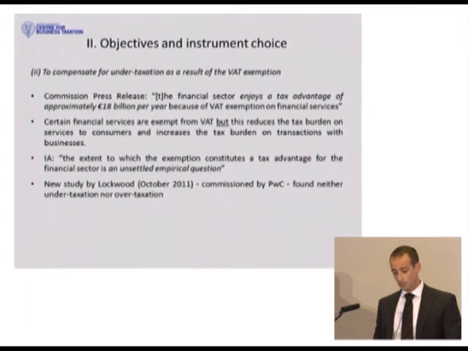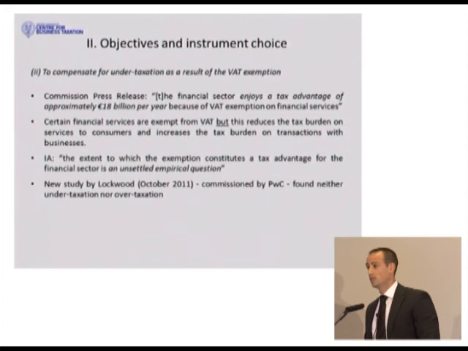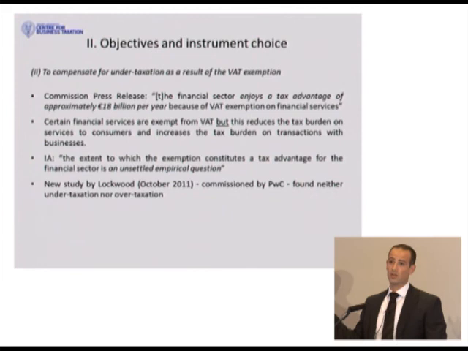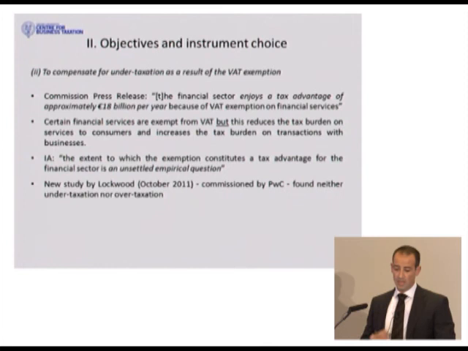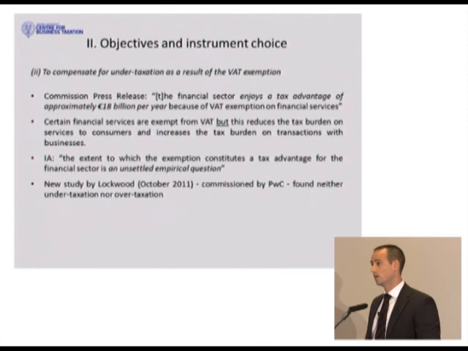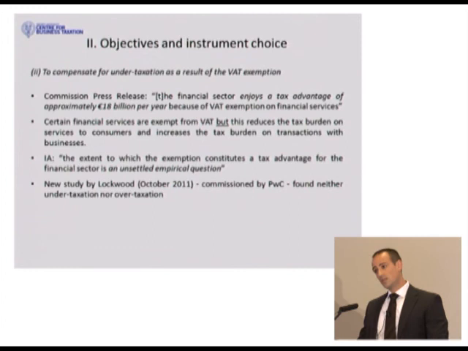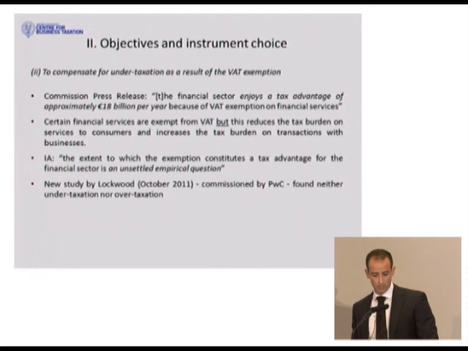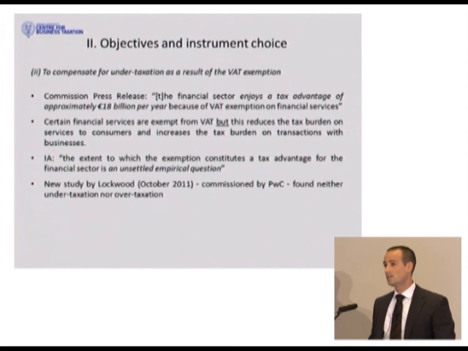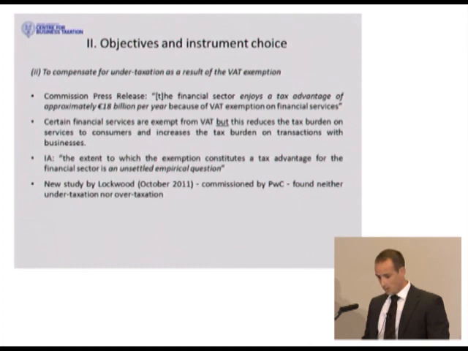However, we know that most financial services are exempt for VAT purposes. This leads to an undertaxation for services to consumers and an overtaxation, a higher tax burden, for transactions to businesses. And as the Commission itself recognized in the impact assessment, the extent to which the exemption constitutes a tax advantage for the financial sector is an unsettled empirical question. Some studies do show that it leads to an undertaxation. However, there have been studies, including the one by Lockwood, which was commissioned by PwC, which found neither undertaxation nor overtaxation. The point I'm making isn't that the Lockwood study is better than the ones that find undertaxation, but that, as the Commission itself recognized, this is an unsettled empirical question, so it's not really reasonable to use it as an objective.